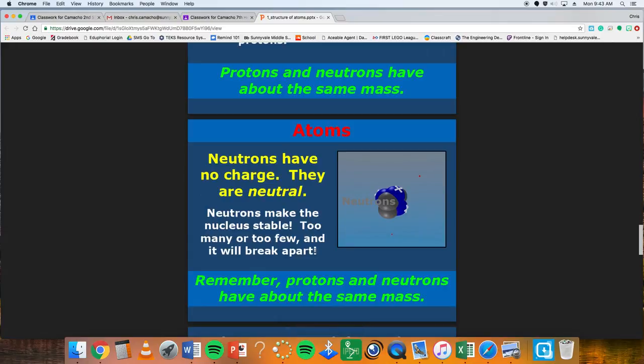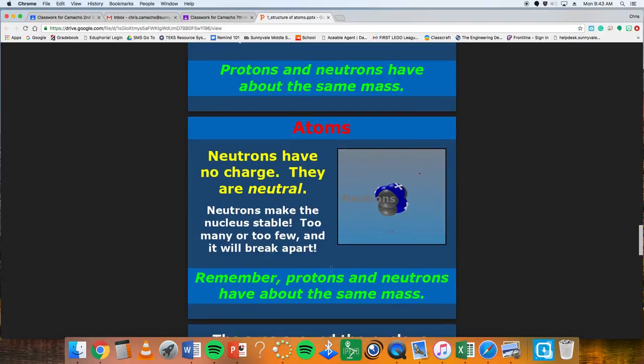One way students get confused is they think that neutrons are negatively charged, which is not true. Neutrons are neutral. They almost sound exactly the same, and are almost spelled exactly the same. Neutrons are neutral. That means they have no charge. That is wildly important that you remember that.